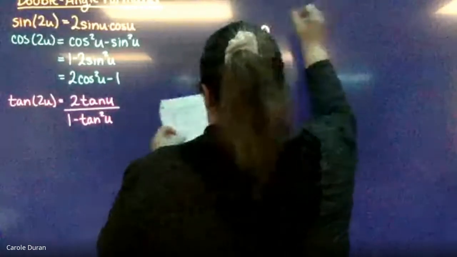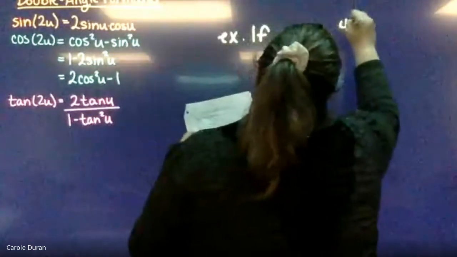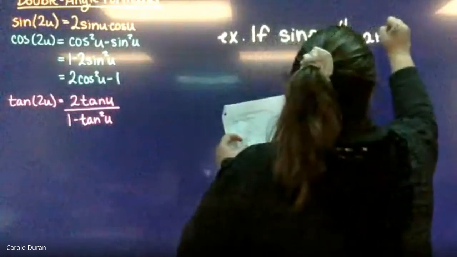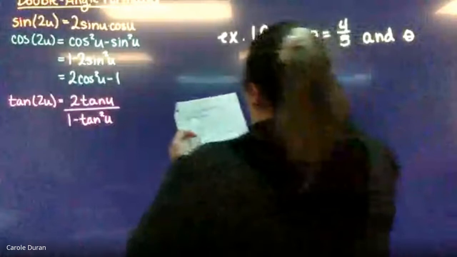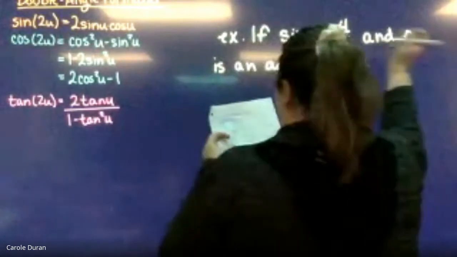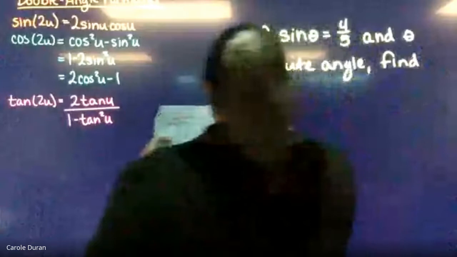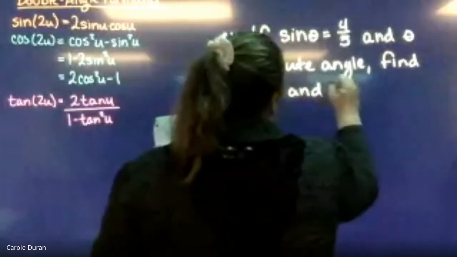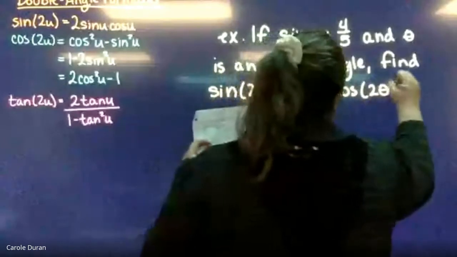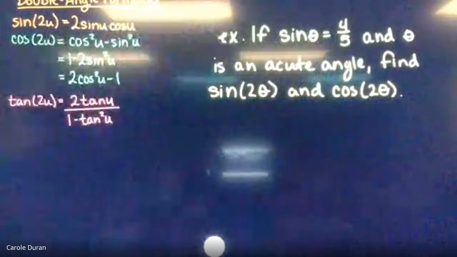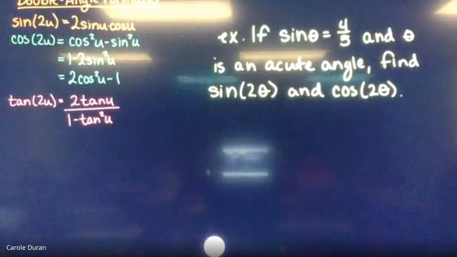So this one says, if sine of theta is equal to 4 over 5, and angle theta is an acute angle, find sine of 2 times theta and cosine of 2 times theta. So this one actually has 2 parts because we're finding 2 double angle identities. Give you guys a second to write that.